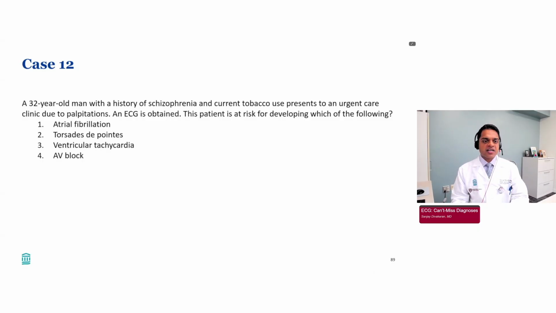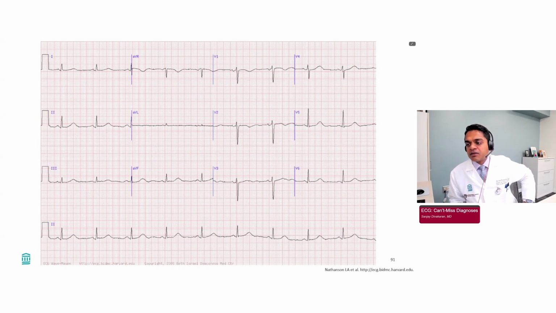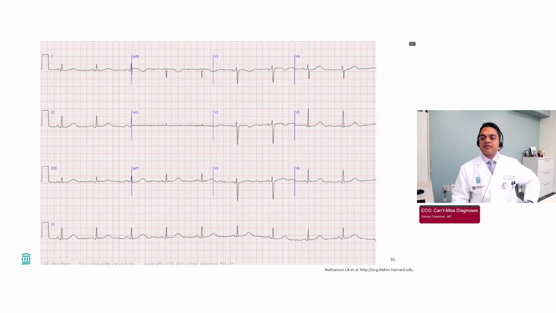Great. So majority of folks got this. So the correct answer choice here is torsade. And so the tip off here, of course, was the history of schizophrenia with treatment with QTC prolonging medicine.